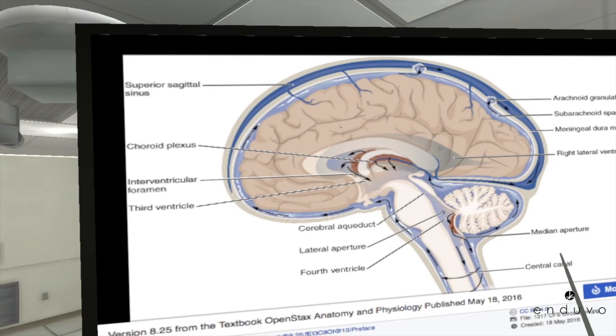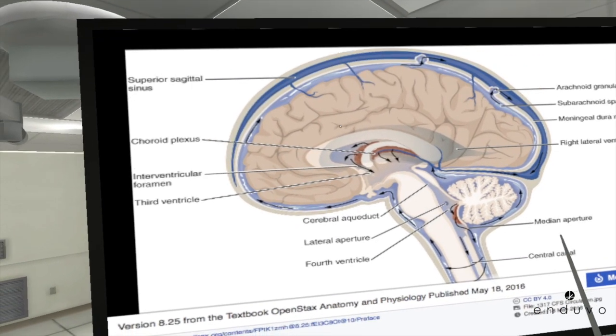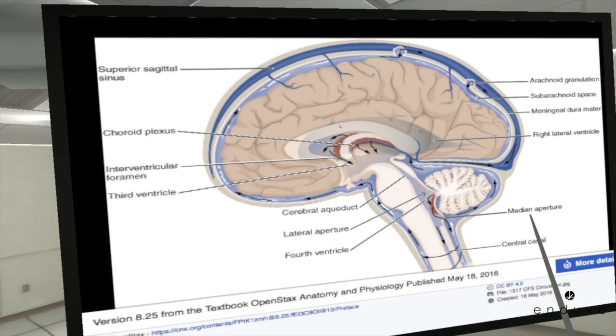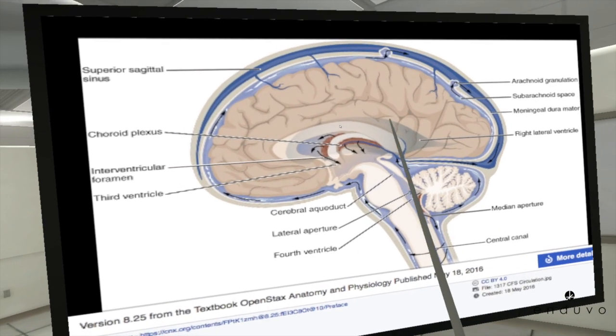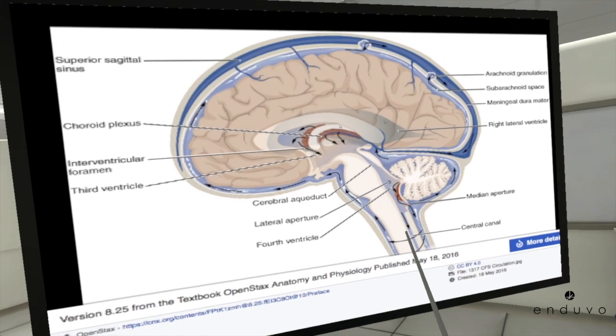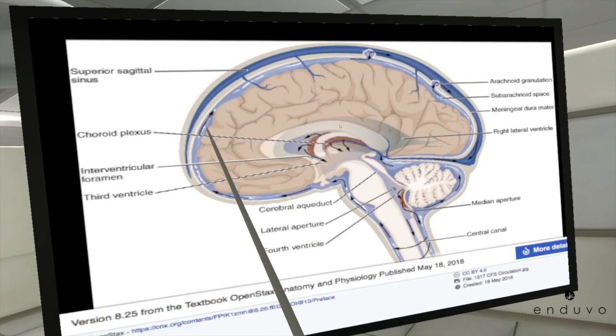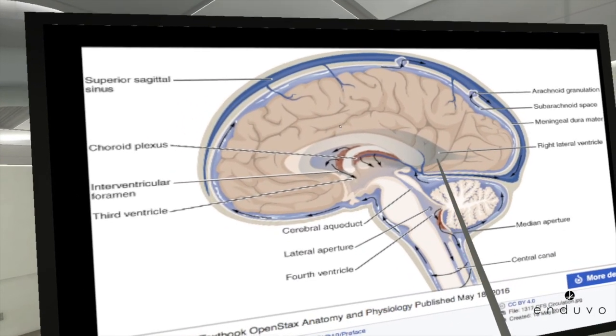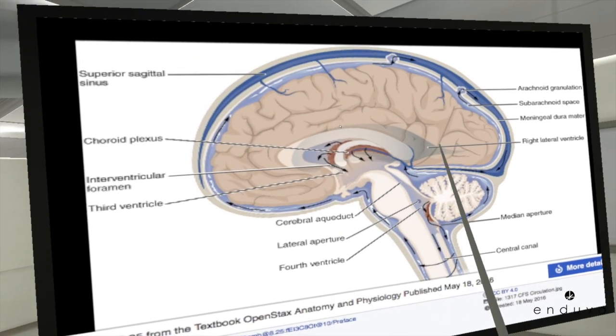We're going to talk about the cerebrospinal fluid flow pathways in the brain, and we're going to talk about where it's generated in the lateral ventricles and how it flows through the system to get out and around the outside of the brain. So the CSF is created in the lateral ventricles.